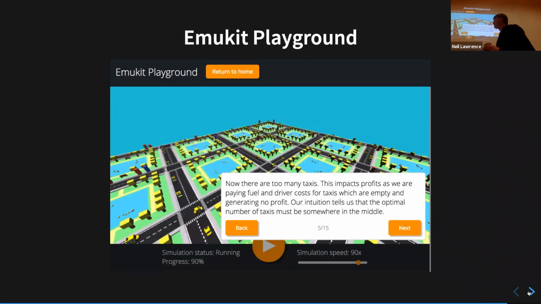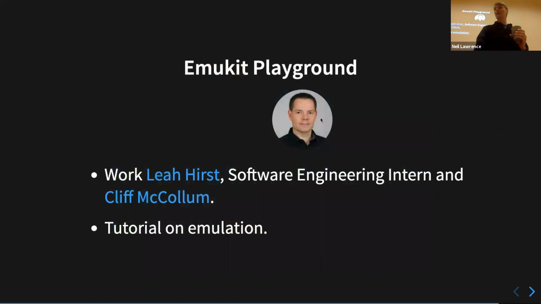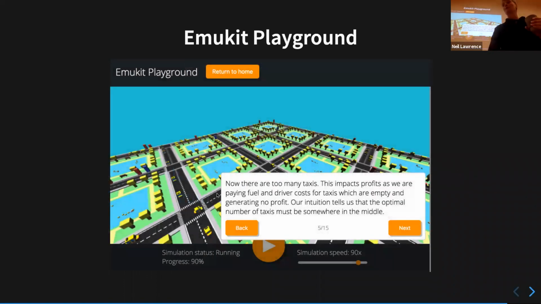And the last thing here, by the way, is the other thing that you learn in a company: if you're trying to persuade your vice president that emulation is a good idea, then having a toy example of how to do it is very, very useful. So we had a student, Leah Hurst, and Cliff McCullum. I don't have Leah's picture, unfortunately, but Leah was a software engineering intern from the University of Dundee who came to work with us, and she built this web interface to play with emulation and Bayesian optimization that is targeted at senior managers.